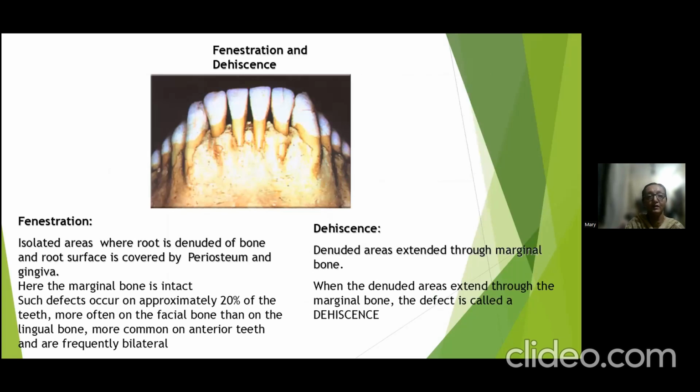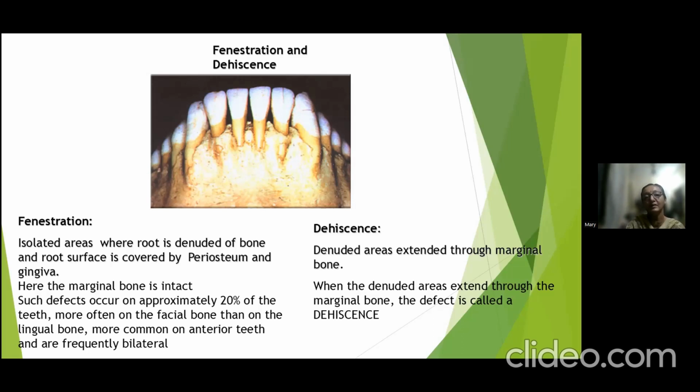So, a few of the common defects that we come across in the alveolar bone are fenestrations and dehiscences. Fenestrations are isolated areas where the root is denuded of bone and the root surface is covered only by the periosteum and gingiva. Please note that in fenestration, the marginal bone is intact. This occurs in approximately 20% of teeth and is usually seen in the facial area rather than the lingual bone, and more commonly in the anterior teeth than in the posteriors.